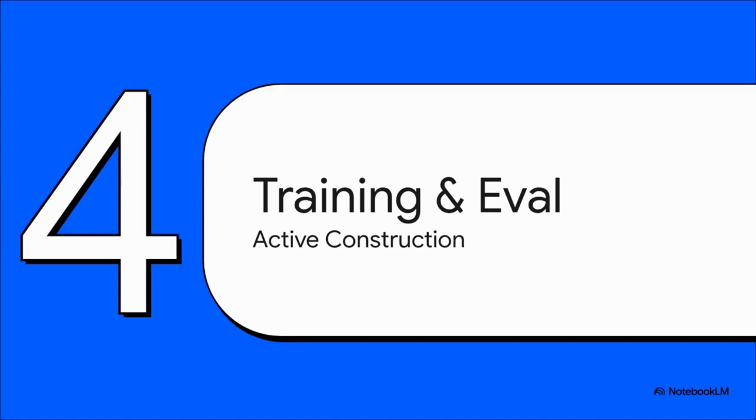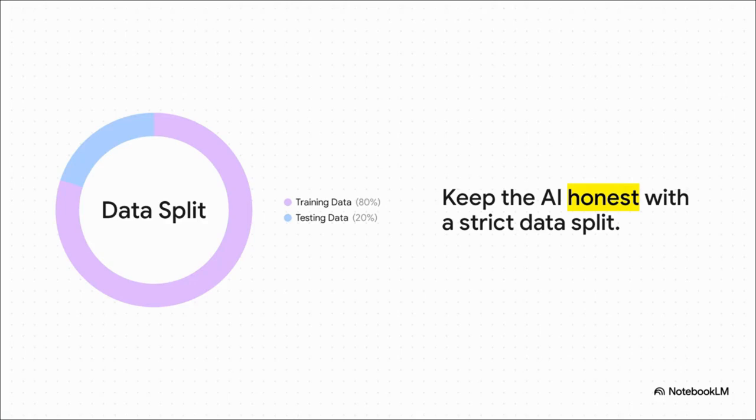All right, phase 4. Training and evaluation. Active construction begins. Now, we definitely do not just dump all of our pristine data into the model at once. No way. We implement a strict data split, typically an 80-20 rule. We train the model on that 80%, but we hold back that 20% to use as a completely unseen testing ground. This is absolutely crucial for rigorously detecting overfitting and preventing data leakage. It guarantees our model is actually generalizing broad patterns and not just lazily memorizing the training data. Basically, it keeps the AI mathematically honest.